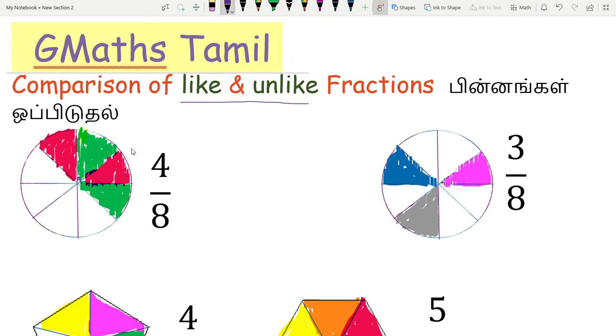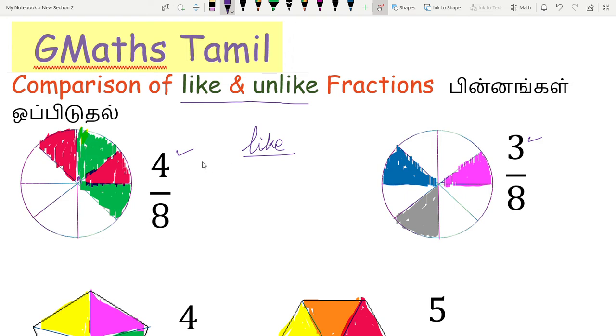சரிங்களா? வாங்க பார்க்கலாம். Here we have two fractions, that is 4 by 8 and 3 by 8. Two sets of fractions we have. We have to compare. Look at the denominators. Here we have a denominator as 8 and here also we have a denominator as 8. When the denominators are equal, we can say it is a like fraction, isn't it? We can say it is a like fraction.